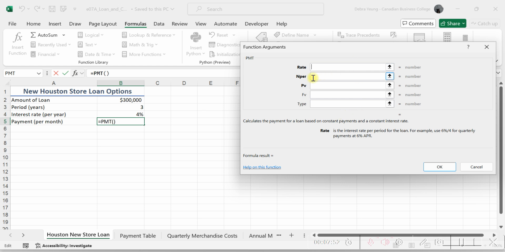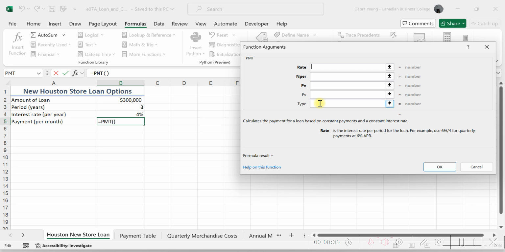So we need to have something in the Rate box. We must have something in the Nper box, and we must have something in the PV box. The last two, FV and Type, are not necessary. That's why they're not bolded. Future value is probably 0. And the type is either a 0 or a 1. It's when the loan payment is due: is it the beginning of the month or the end of the month? For our purposes, we really don't care. So we don't care about FV and we don't care about Type.